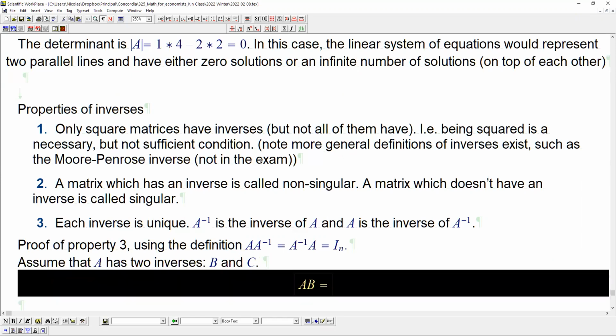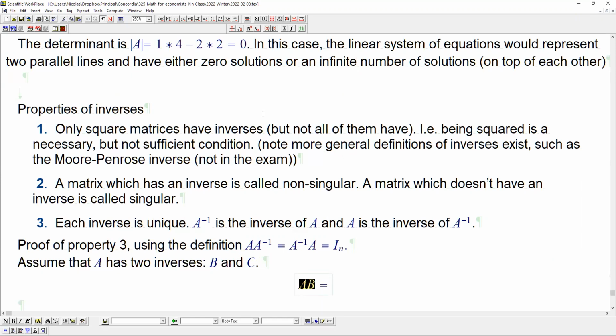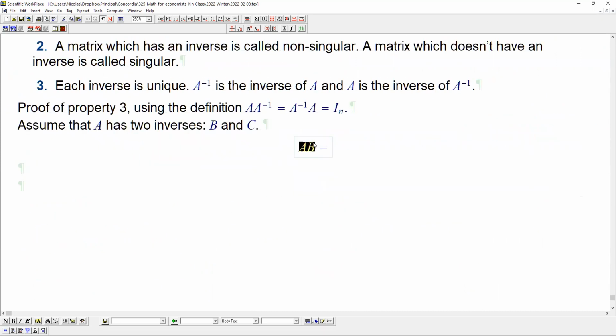So now this proof is much easier than the other ones that we did before. Let's start. So AB equals what? It equals the identity. This is just the definition of the inverse. And what we can also do is pre-multiply with its inverse to get the identity matrix. So we're going to pre-multiply by the matrix C on either side.